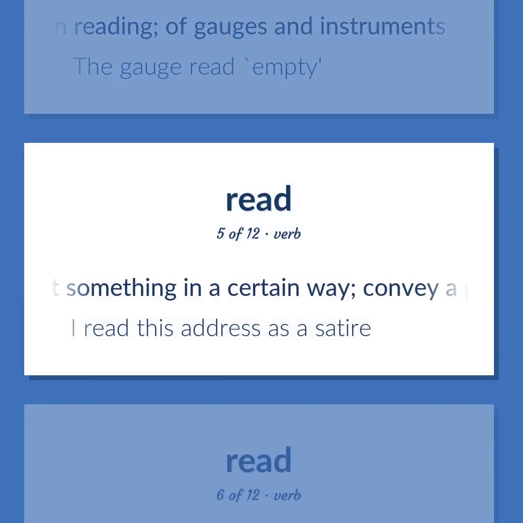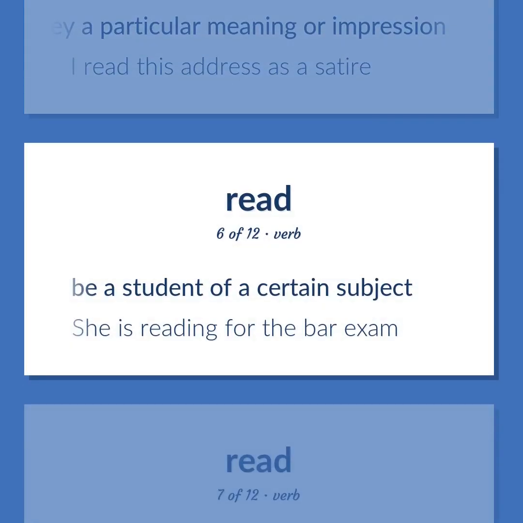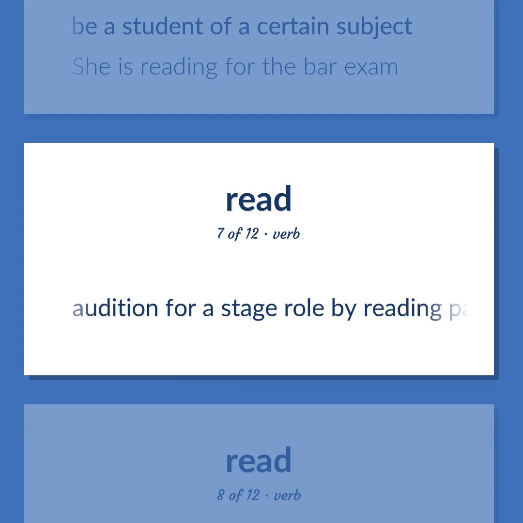Interpret something in a certain way. Convey a particular meaning or impression. I read this address as a satire. Be a student of a certain subject. She is reading for the bar exam. Audition for a stage role by reading parts of a role.